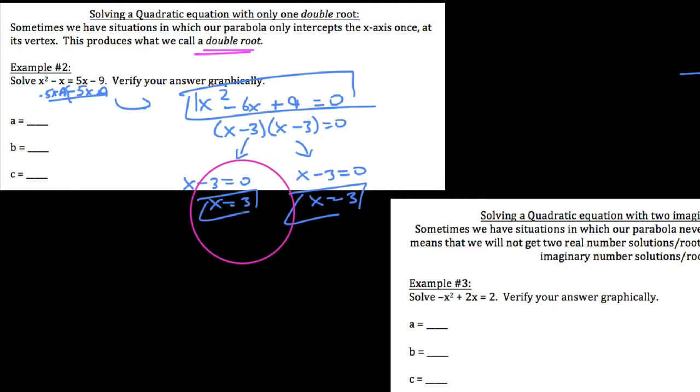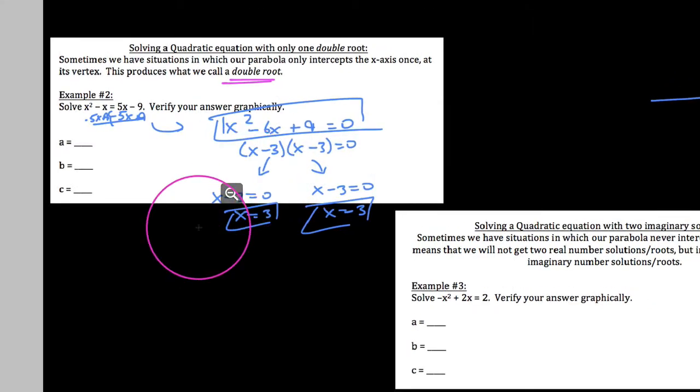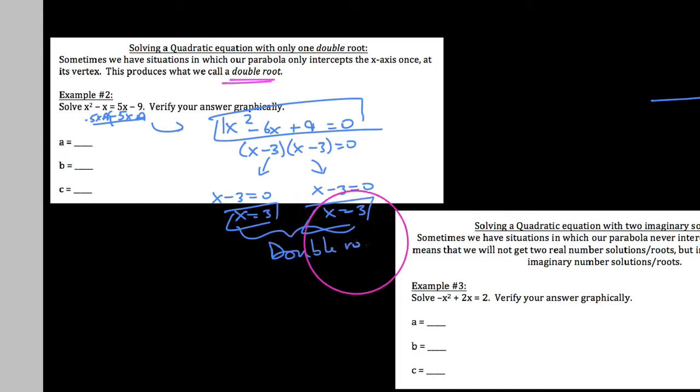So we got a double root. We got the same answer twice. Let's go ahead and write a note here. This is called a double root or double 0 or a double x-intercept.